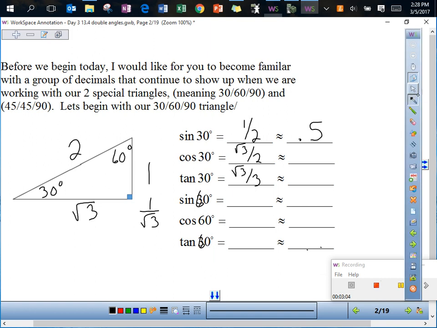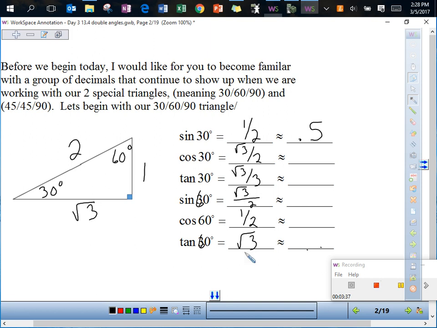Now let's do all those same things, but from the 60 degree angle. So now let's come up to that 60 degree angle. Let's get the sine of 60. Well, from the 60 degree angle, the sine is the opposite over the hypotenuse. So that's going to be radical 3 over 2. Cosine of 60, the adjacent over the hypotenuse. And the tangent of 60, the opposite over the adjacent, so square root of 3.